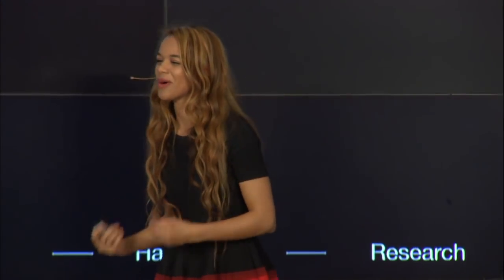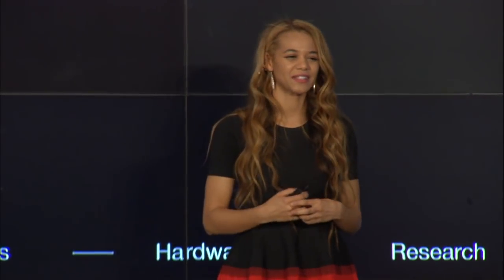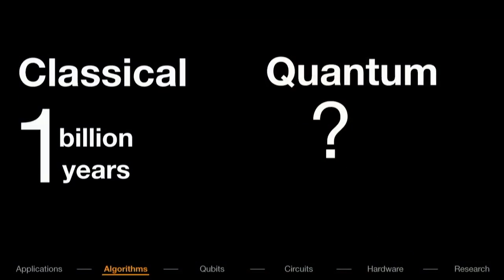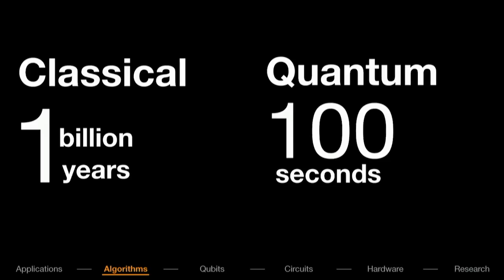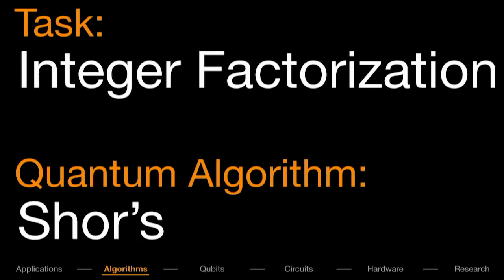But what about quantum computers? How long could it take to find those two numbers? Anyone want to guess? Yes, it could take just 100 seconds. And we can do this using a quantum algorithm called Shor's algorithm.